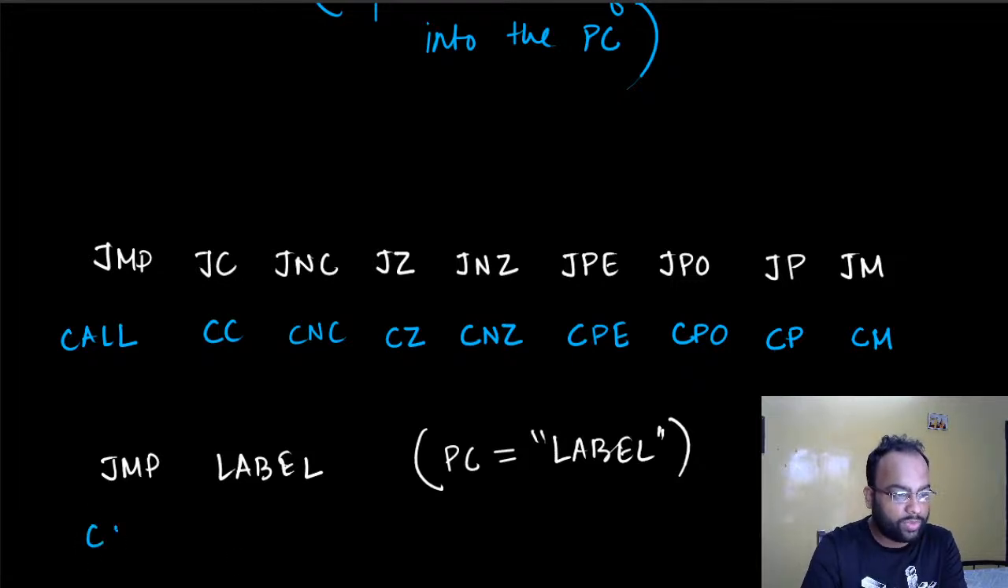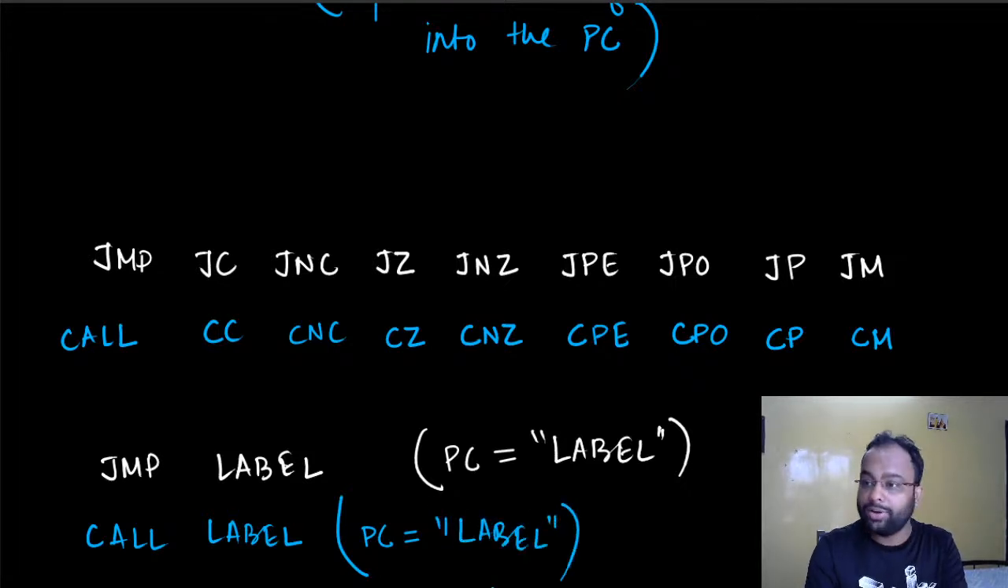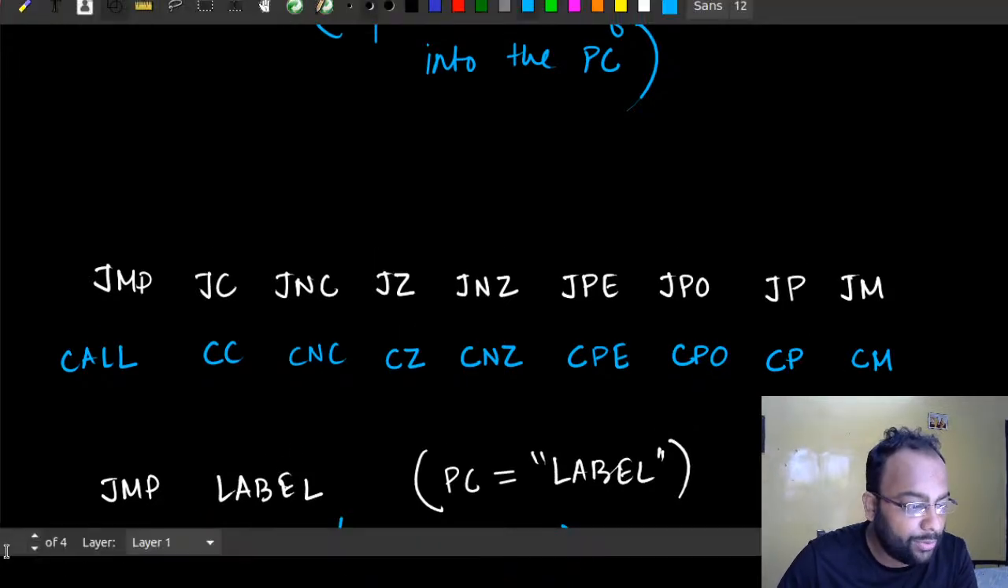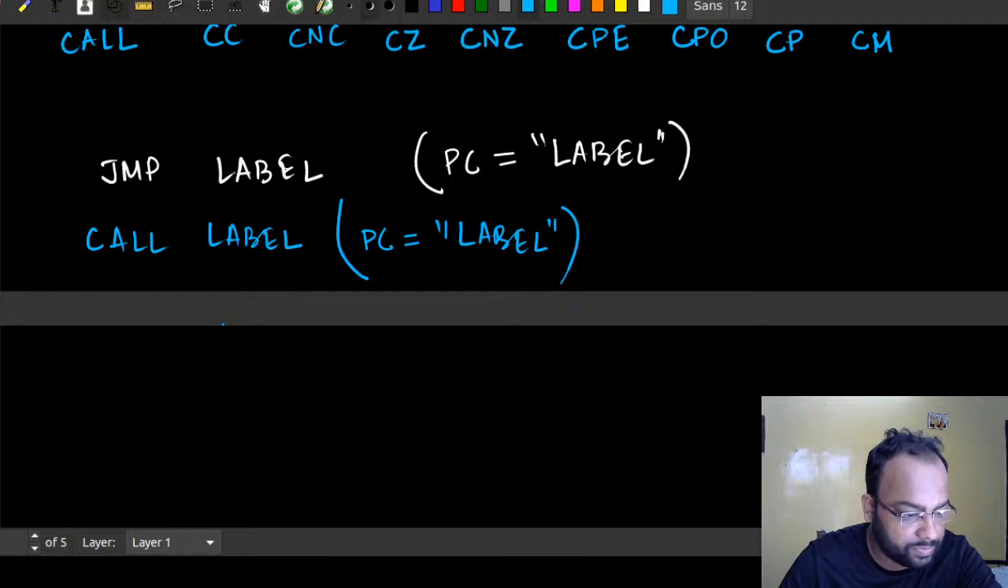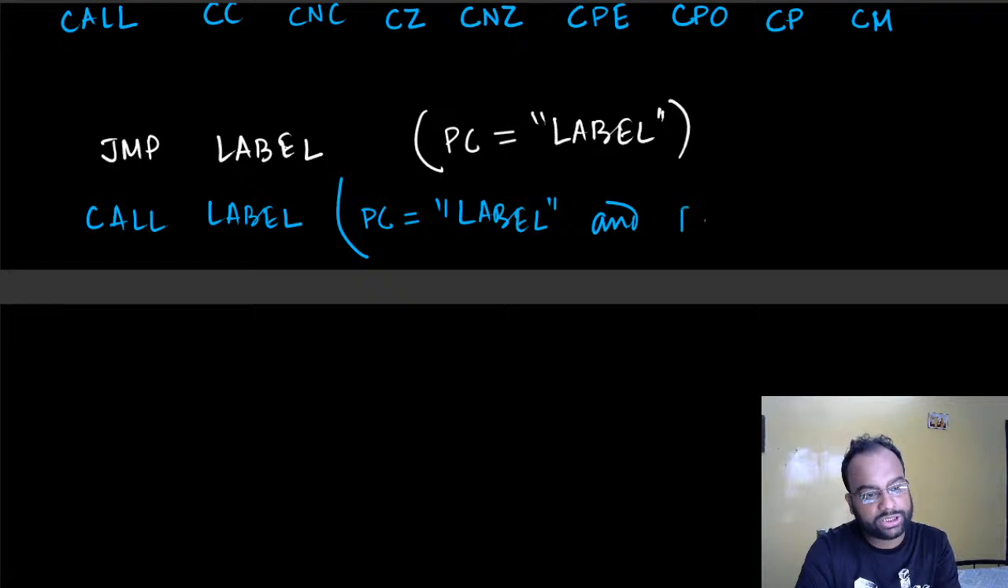So what does the call instruction do? If I say call label, what would it do? It will do the same thing. It will set the program counter to the address of the label, but it will do one more thing. In addition to that, it will push the return address to the stack.